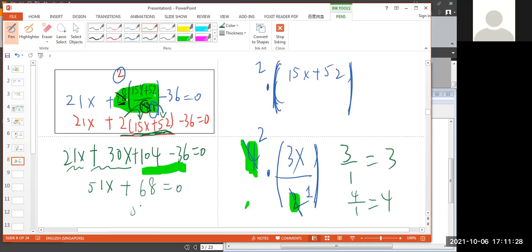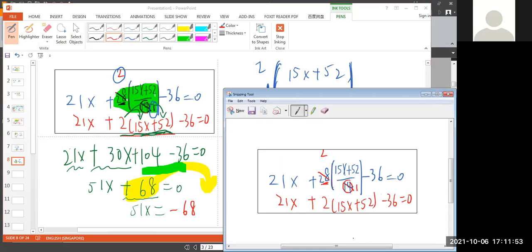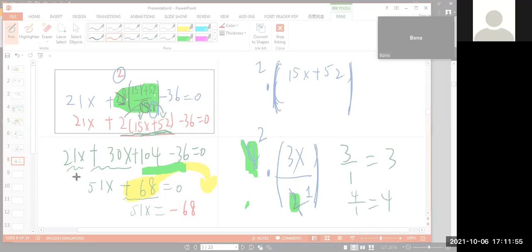Okay, so 51x is equal to, so just now what I say, you have a plus 68 here. So what I'm going to do, I'm going to bring it to this side. When you bring it to the other side, plus becomes minus, so you get minus 68. Looks like I run out of space, so I just move this to the next slide.